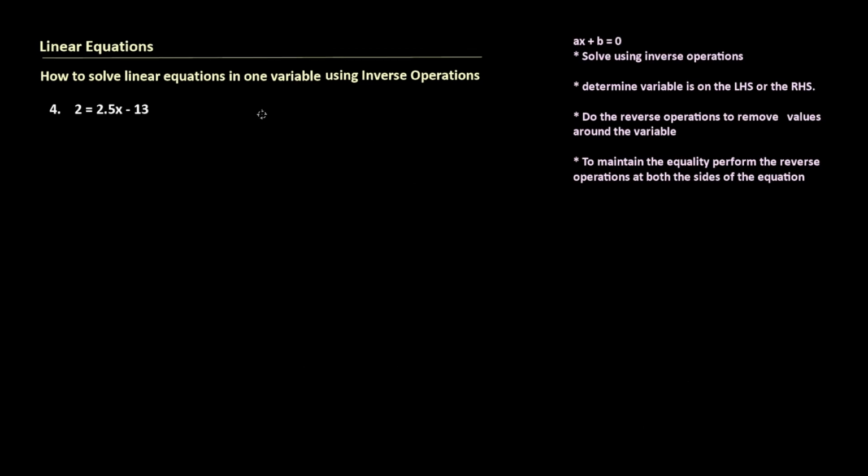We are going to see our fourth example, that is 2 equals 2.5x minus 13. In this example, x is located on the right hand side of the equation. So we are going to start our elimination process from the right hand side. We need to eliminate minus 13 from this side of the equation. So we are going to add 13 to both sides of the equation.